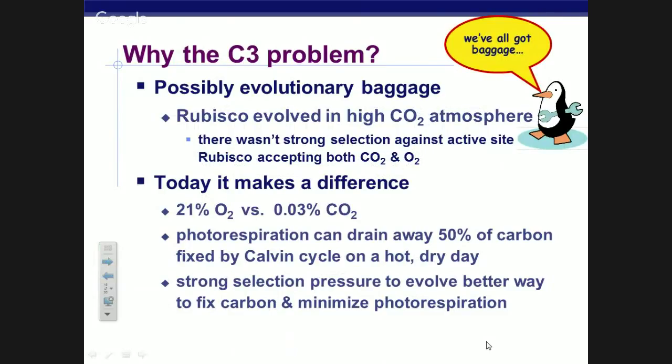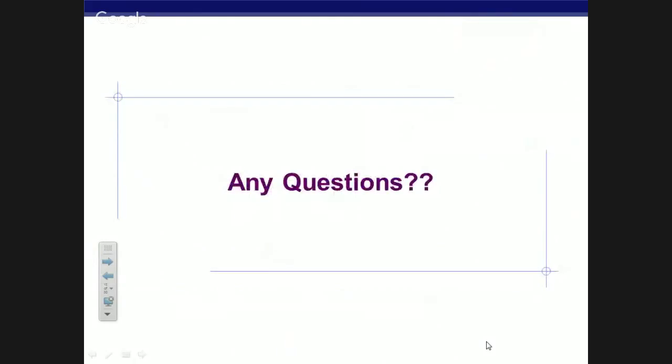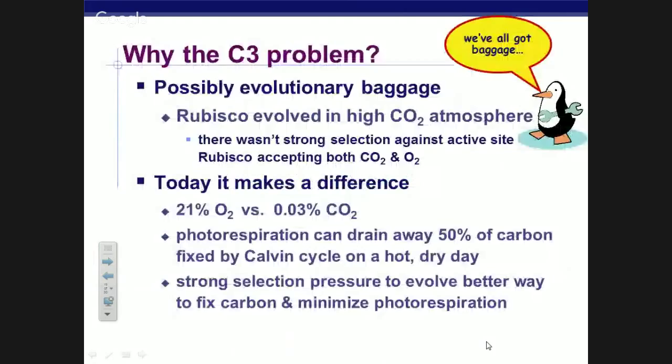So how similar really are CO2 and O2, that the active site would accept them? I don't know. There wasn't a strong selection pressure against O2 because there was no O2. So it very rarely, if ever, would take it in.